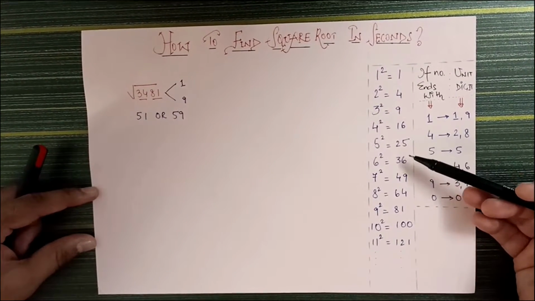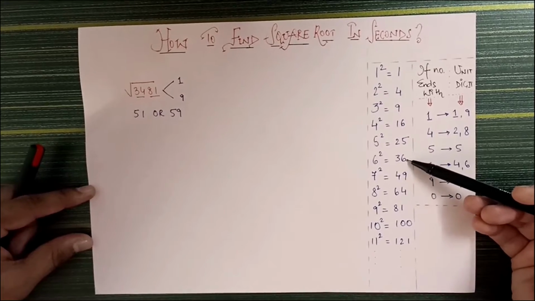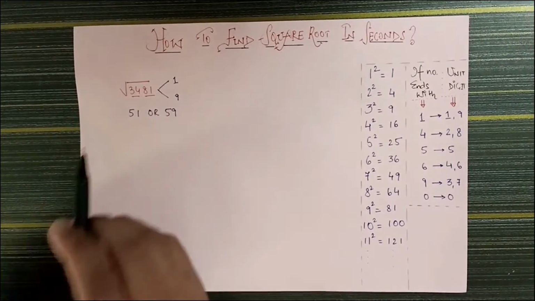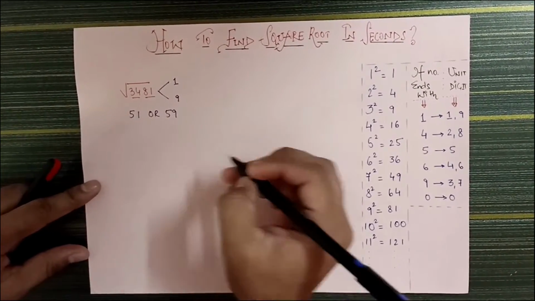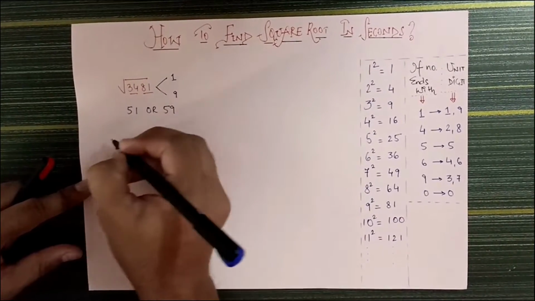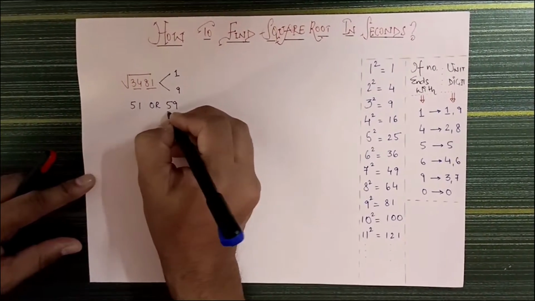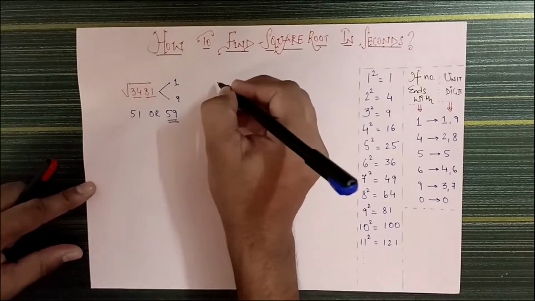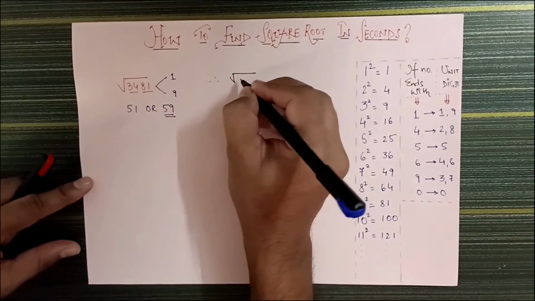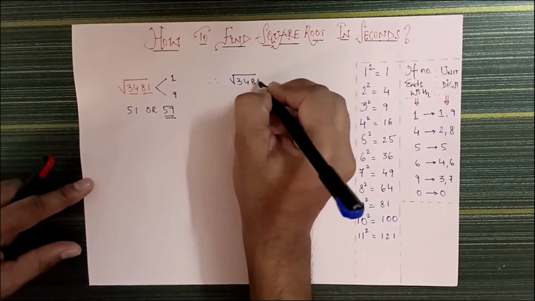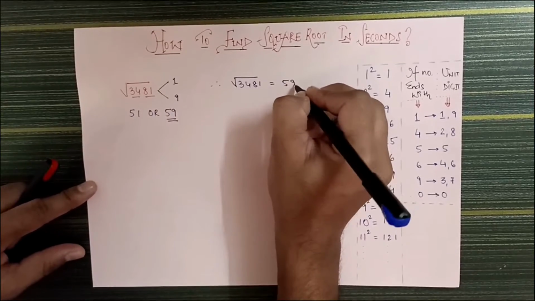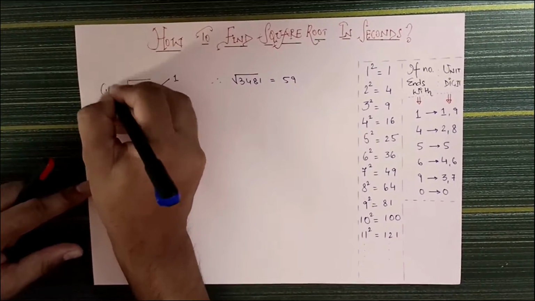As we know, 34 is close to the square of 6 and not to the square of 5. As 6 is greater than 5, here we are going to take the greater number out of 1 and 9, which is 9. Hence we can say that the square root of 3481 is equal to 59. Easy, right? Let's take a few more examples to understand this better.